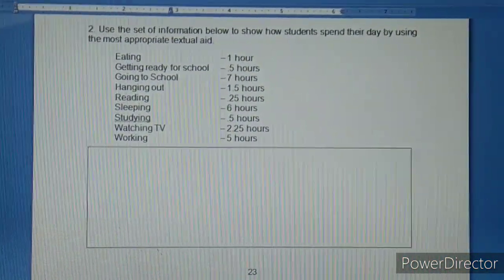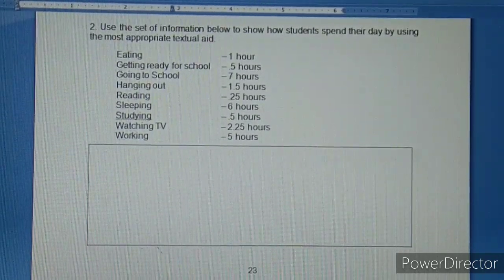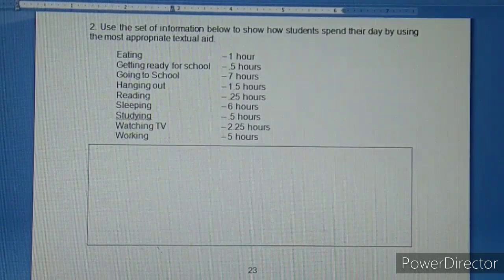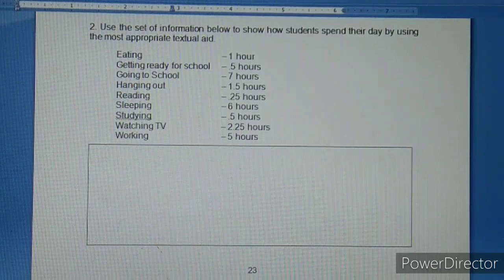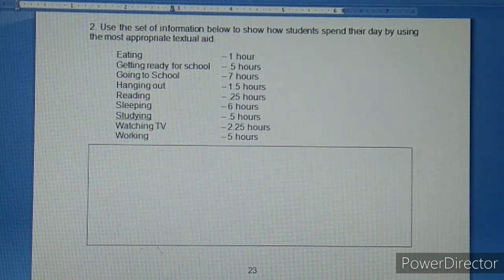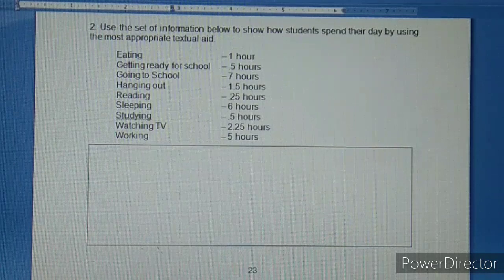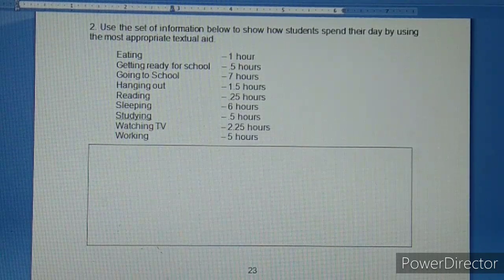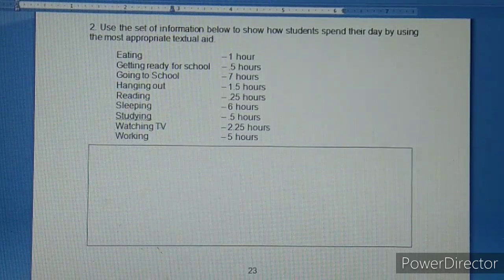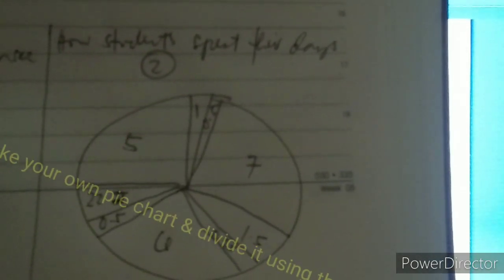For number 2, use the set of information below to show how students spend their day by using the most appropriate textual aid. So you have there: eating 1 hour, getting ready for school 5 hours, going to school 7 hours, hanging out 1.5 hours, reading 25 hours, sleeping 6 hours, studying 5 hours, watching TV 2.25 hours, and working 5 hours. This is what you are going to do for task 2.